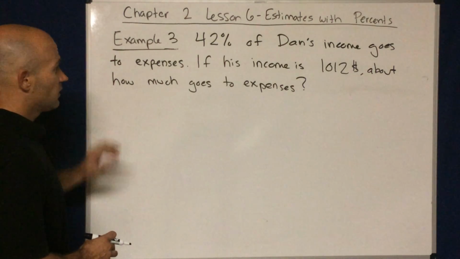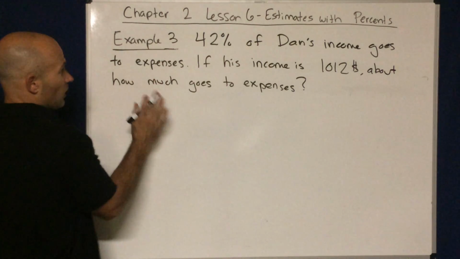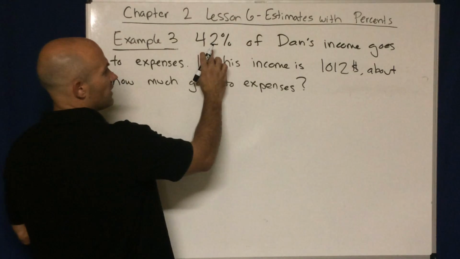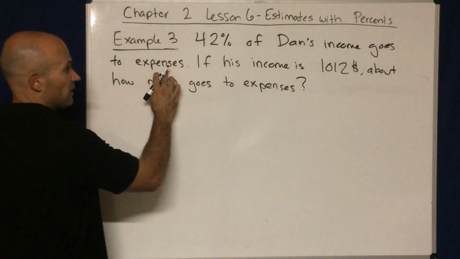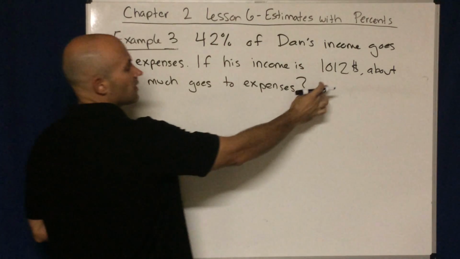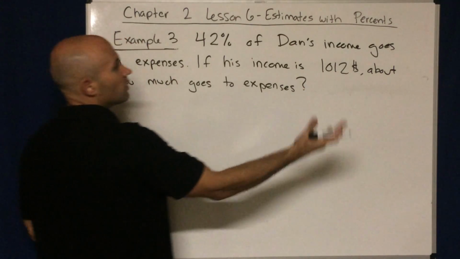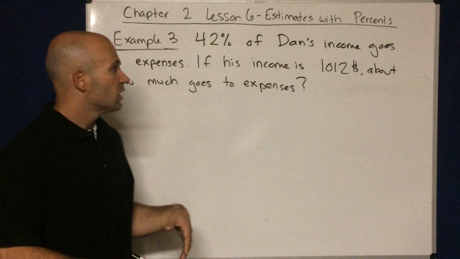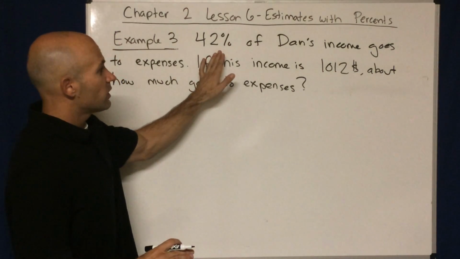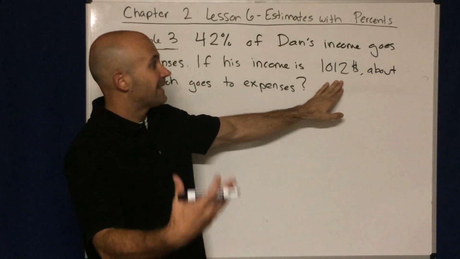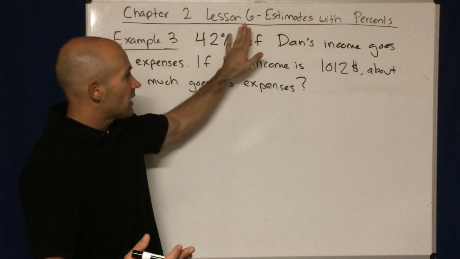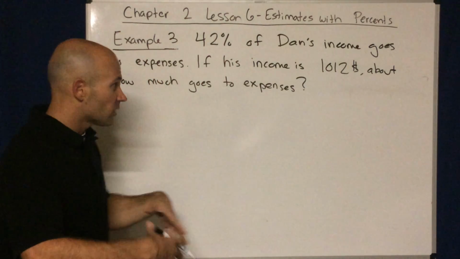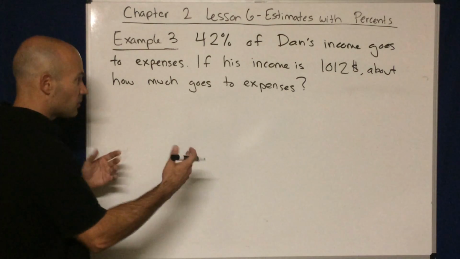I've shown you two in the previous video. So what's the story here? 42% of Dan's income must go to expenses. His income is $1,012, so roughly how much of this income has to go to expenses? The exact answer would be 42% of 1012, and again, in Lesson 7, you'll be shown how to get that exact answer, but here we're using estimates.